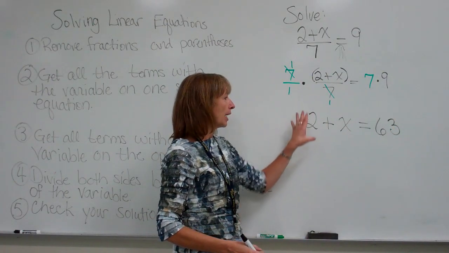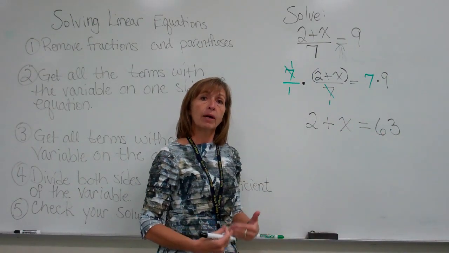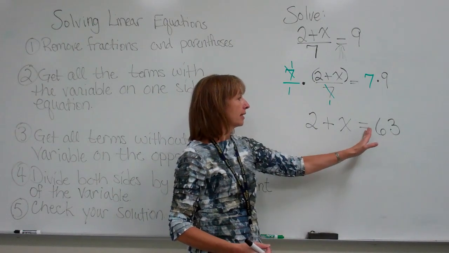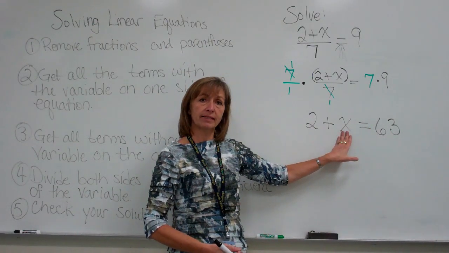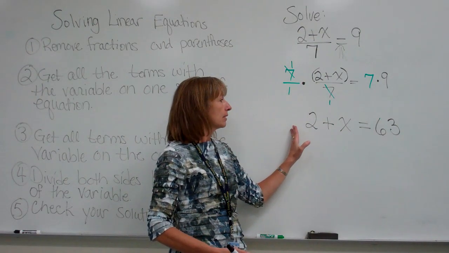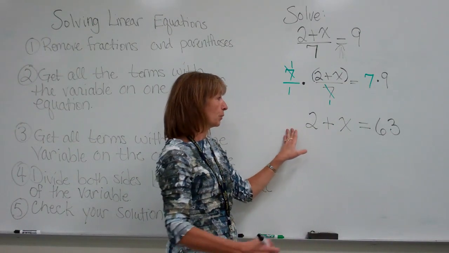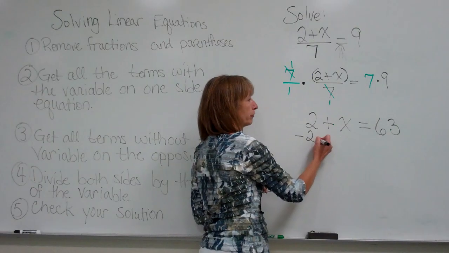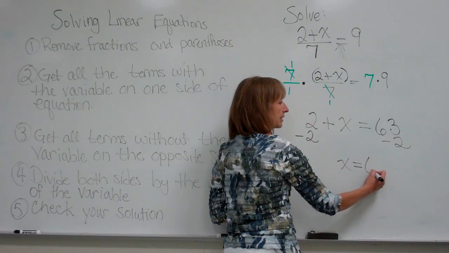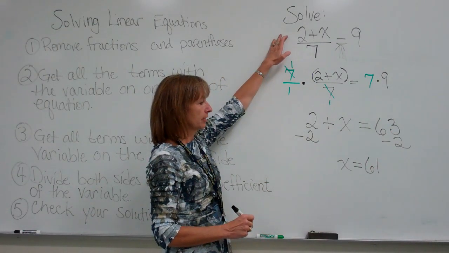Now in step 2, I want to think about the different terms that we have in the equation, and I want to make sure that all of the terms with the x are on one side of the equal sign. And my only term with x is here, and it is on the left side of the equal sign. Any term on the left that's not with the x needs to move to the other side. So we are going to subtract 2 from both sides to get x is equal to 61. So that is our solution to this equation.